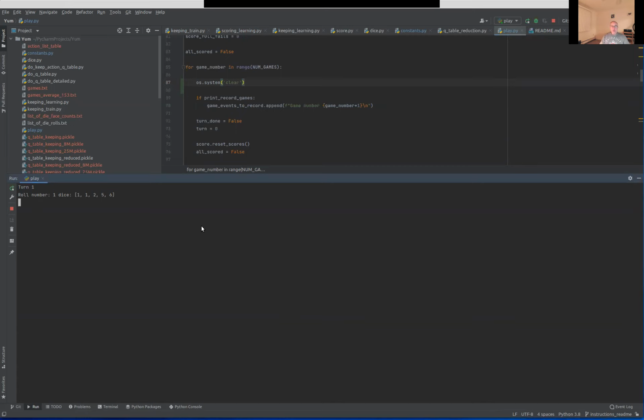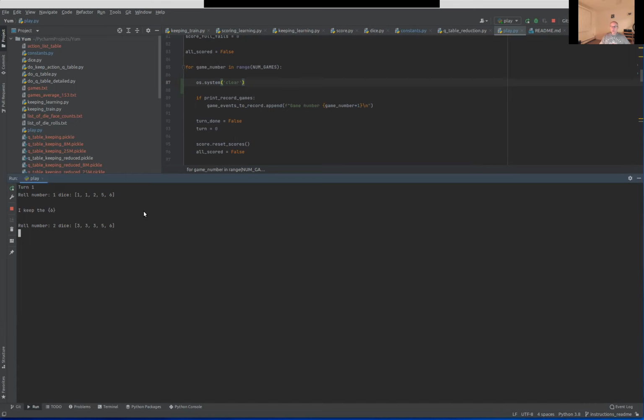What the agent is doing is that he has to decide which dice to keep from one roll to the next, and at the end of the turn, he has to decide where to score the hand, in which category. Okay, so here the game has started already. We've got 2 1s, 2, 5 and 6. Let's see what the agent has decided: to keep the 6.